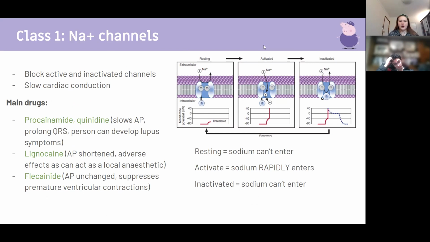And these are your 4 main drugs. They pretty much end in "ide" or "ine." So you have procainamide, quinidine, lignocaine, and flecainide.